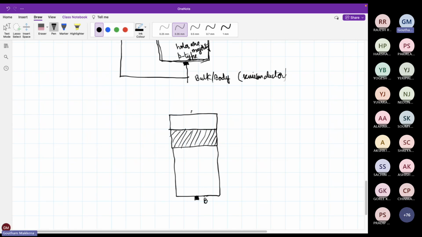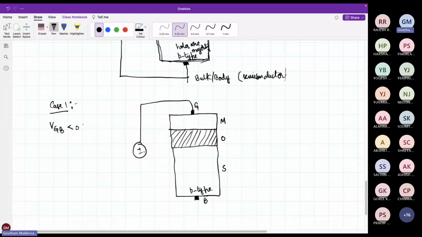This is nothing but body. This is nothing but gate. This is my metal. This is my oxide. This is my semiconductor. So I told you that this is a P-type semiconductor. And case one, what we are going to discuss is I apply a small negative voltage. That means VGB is less than 0.